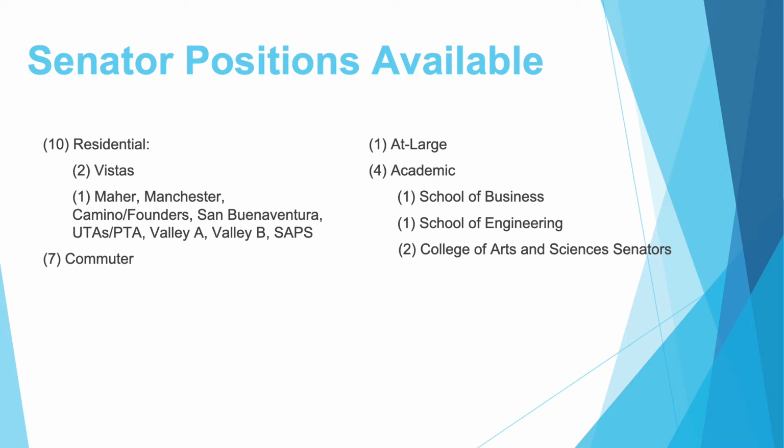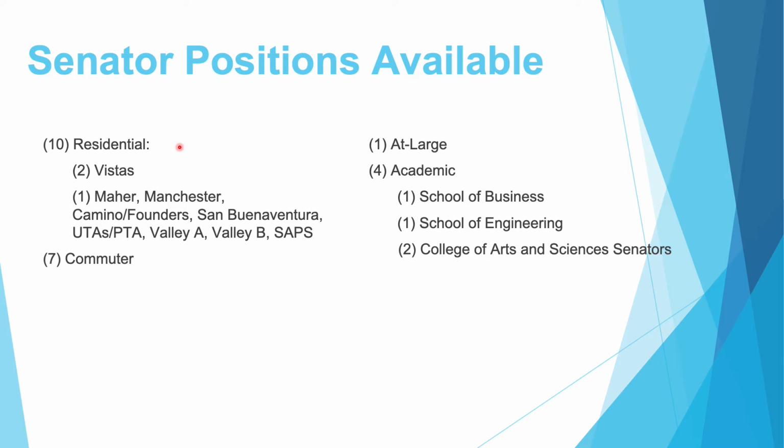Okay. So now I'm going to go over the different senator positions we have available. But first, let me explain the various senator positions that we have in general. The first is residential senators, right here. And that basically means you're voted into office by and are representing the students that reside in the same residential area that you do. So if you live in the Vistas, you can't run to be a Maher senator, for example. Commuter senators are just senators who commute to school, self-explanatory, and they do not reside in university housing.